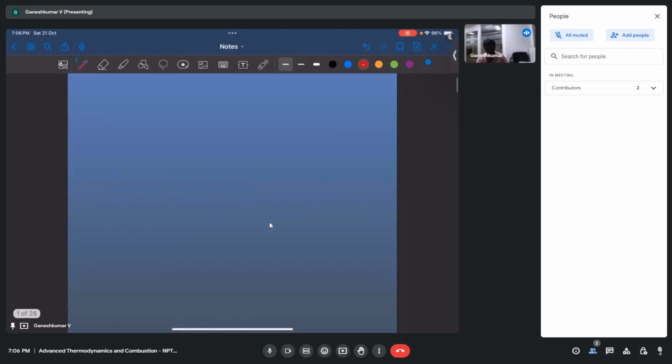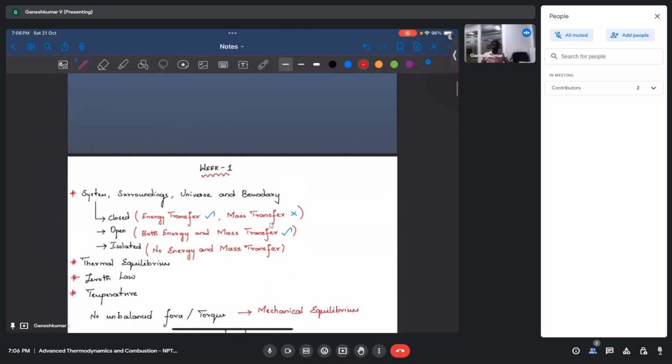Okay, so initially, how did we start? We revisited our basics of thermodynamics. Here I'm going to go through it on a week by week basis, in the same order in which we learned. In week one, it was purely revisiting basics of thermodynamics. Since the course is advanced thermodynamics, we have to revisit some basic thermodynamics.